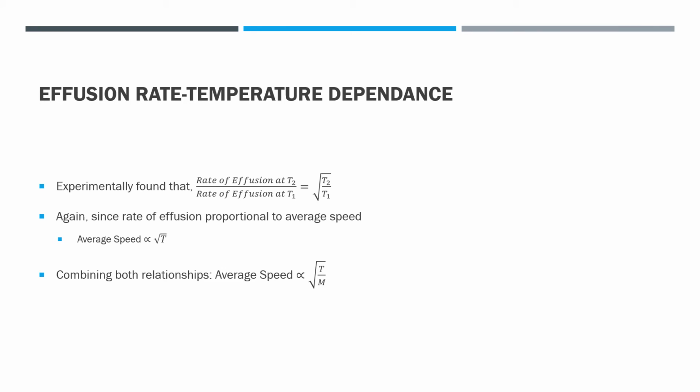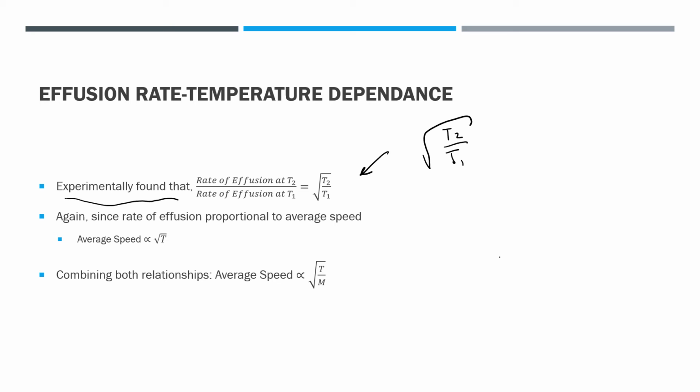Okay, now let's talk about effusion rate and temperature dependence, right? We just talked about effusion rate and molar mass dependence. Now let's look at temperature dependence. So experimentally, we find that the rate of effusion at temperature 2 divided by the rate of effusion at temperature 1 is equal to the square root of T2 over T1. And what does this tell us? This tells us that at a higher temperature, our rate of effusion is going to go up, right? And that makes sense.